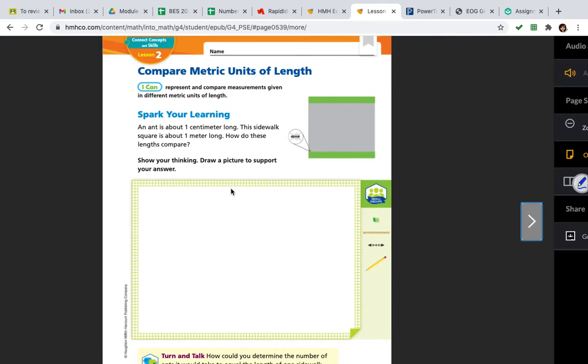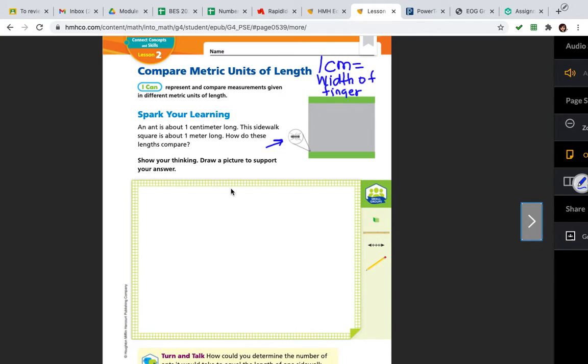So let's look at our picture. It says an ant is about 1 centimeter long. So here's our ant right here. An ant is about 1 centimeter long. So I want you to look at the width of your finger, maybe your index finger, the second finger. So 1 centimeter equals about the width of your finger. If you put an ant on your finger, it would be about the width of your finger.